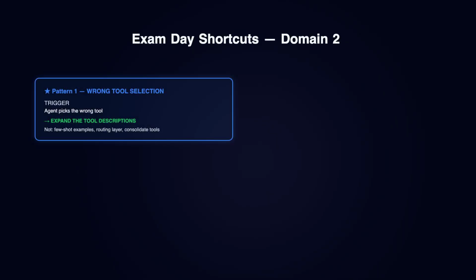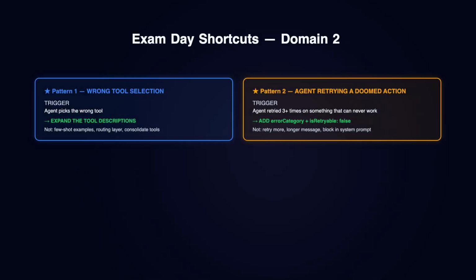Let's lock in the exam day shortcuts for Domain 2. Pattern 1. Agent picks the wrong tool. The answer is always expand the tool descriptions, not few-shot examples, not a routing layer, not consolidating tools. Pattern 2. Agent retries a doomed action over and over. The answer is the error response is missing error category and is_retriable false. Without those fields, the agent can't tell a business block from a temporary glitch.